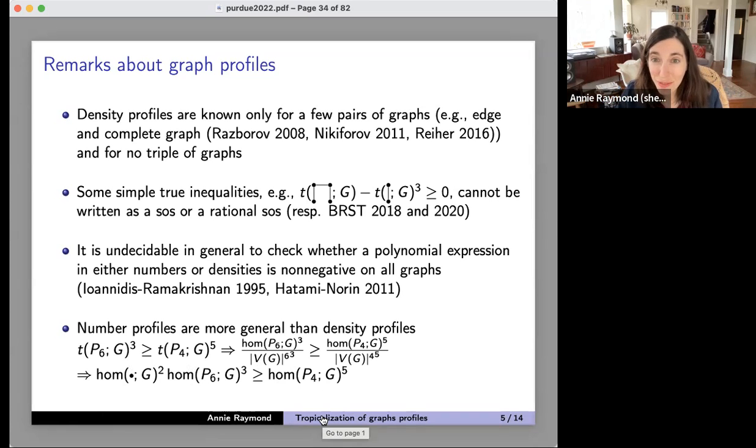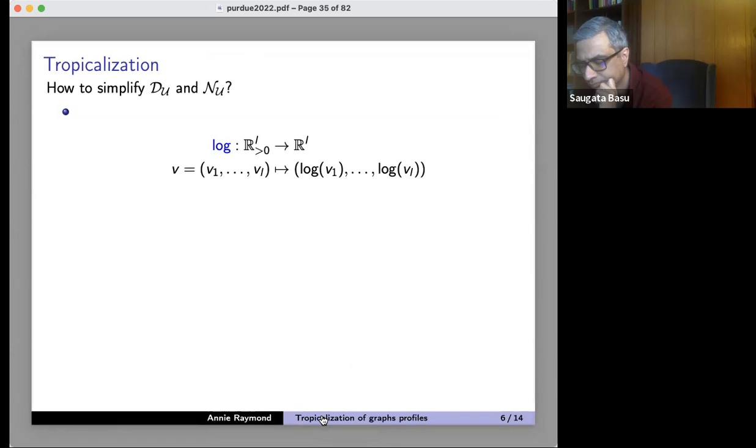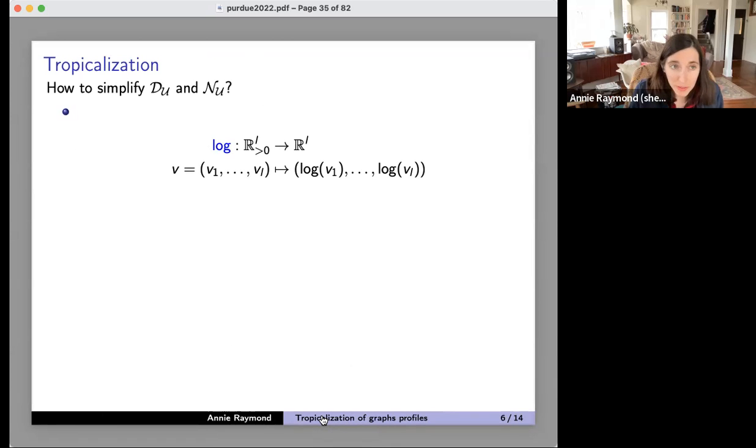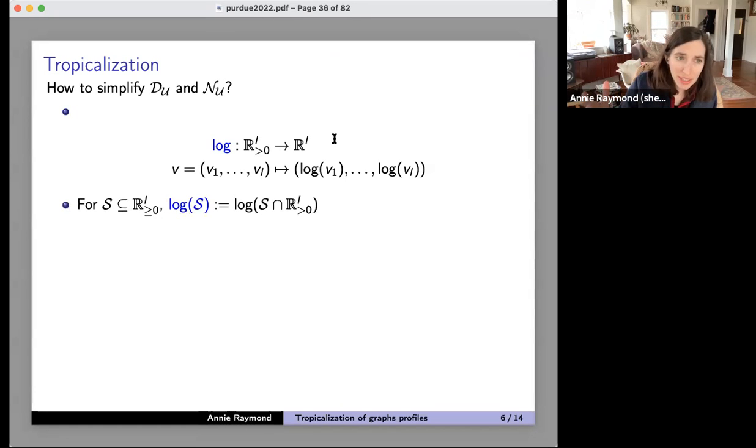So, number profiles, we know even less. One idea is to try to simplify our number profiles and our density profiles, and we're going to use tropicalization to do that. So how does tropicalization work? I have a log operator: if I take the log of a vector, I'm taking the log of every single component of that vector. And if I have a set that is in the non-negative orthant, I cannot take the log of 0, so I'm just going to take the log of the set intersected with the positive orthant.